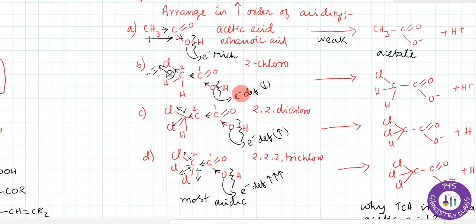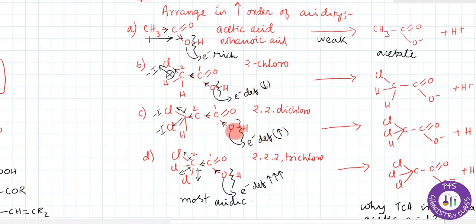Here it comes out a little more easily. Similarly, here you have 2 chlorine atoms, which means 2 minus I effects are operating here. This chlorine operates a minus I effect, and this chlorine operates a minus I effect. So electrons will be pulled towards these 2 carbons. You will have a strong pull towards this, strong pull. Oxygen will become much more electron deficient when compared to this. In this one it becomes less electron deficient, and in this one it becomes more electron deficient.